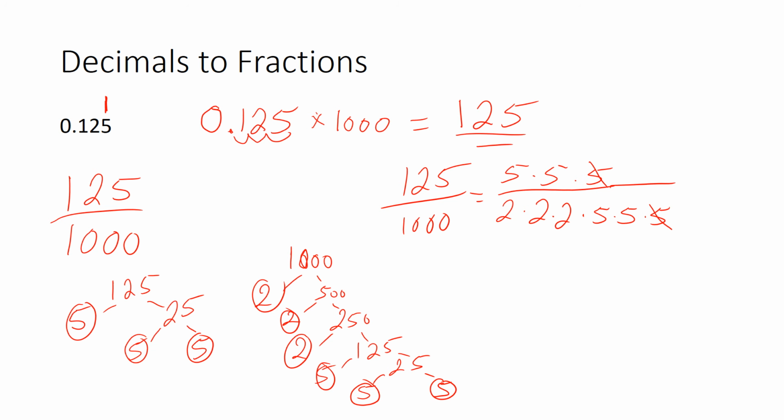5 over 5 is going to cancel. 5 over 5 is going to cancel, and 5 over 5 is going to cancel. Remember, there's always a 1 up top here. You don't always have to show it, but there is always a 1 up top there in the numerator. So we have 1 over 2 times 2 is 4 times 2 is 8. So 1/8 is what 0.125 is as a fraction.